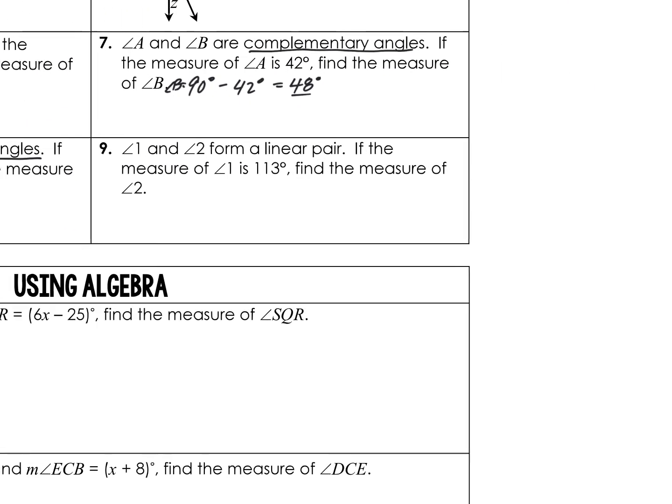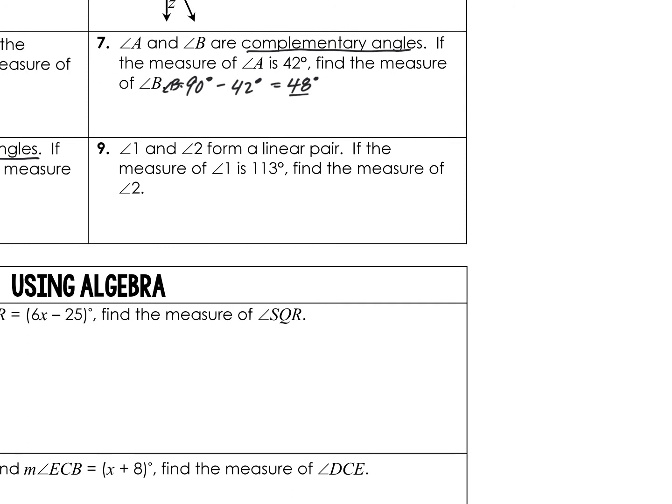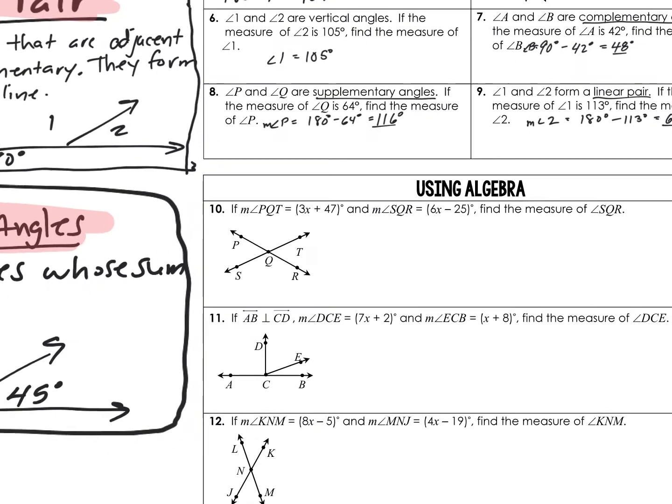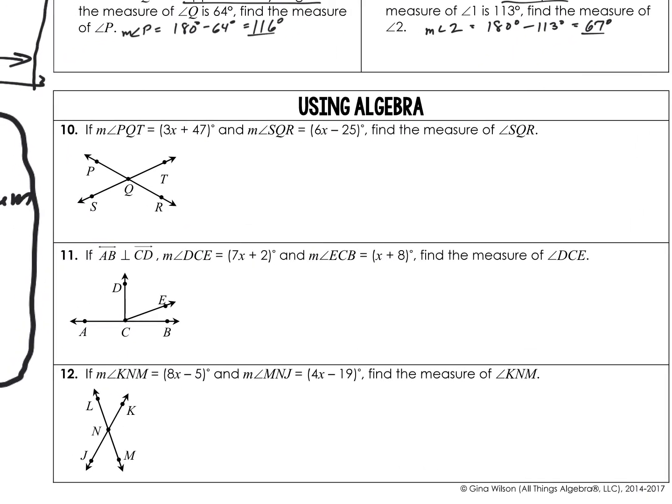116 degrees. Number 9, angle 1 and 2 form a linear pair, which means they add up to equal 180. If the measure of angle 1 is 113 degrees, find the measure of angle 2. So that's 180 minus 113, which is 67 degrees. All right, now we got some examples using algebra.